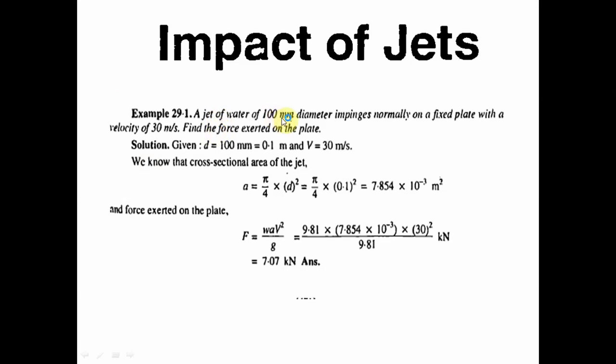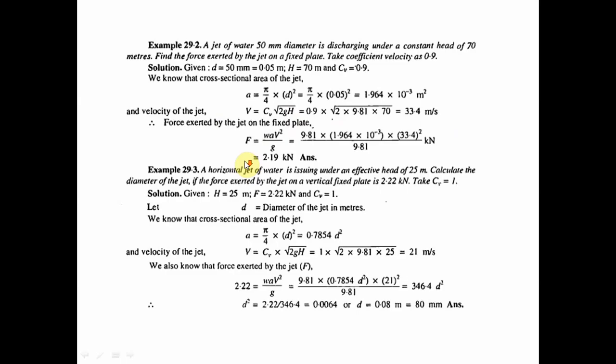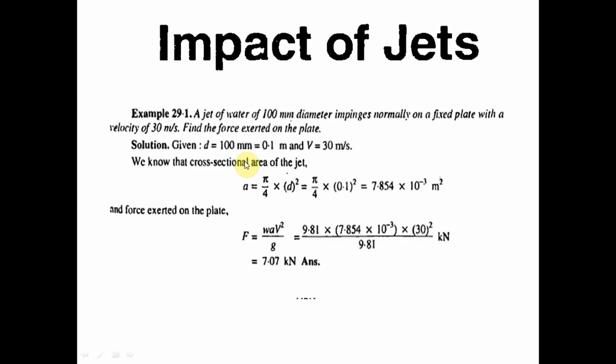A jet of water 100 mm diameter impinges normally on a fixed plate with a velocity of 30 meters per second. Find the force exerted on the plate. Given diameter is 100 mm, so that is 0.1 meters, and velocity is 30 meters per second. We know that cross section area of jet A is equal to pi d square by 4, that is pi by 4 into 0.1 square, so that is equal to 7.854 into 10 to the minus 3 meter square.